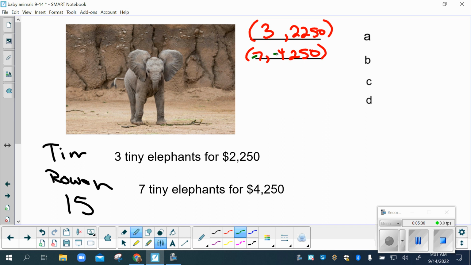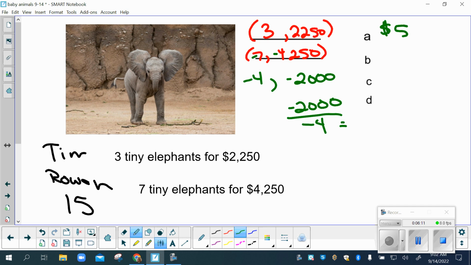So we're going to say 3 take away 7, that's -4. And I'm turning on my calculator. I'm going to say 2250 minus 4250, and I get -2,000. But I'm going to change that into a slope, so it's going to be -2,000 divided by -4. What is my price per animal? $500. So my price per animal is $500. Let's put that right there. That's my per elephant.